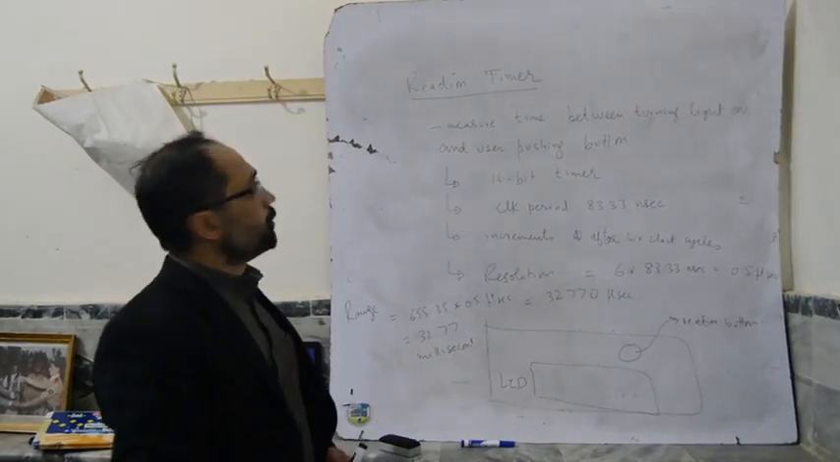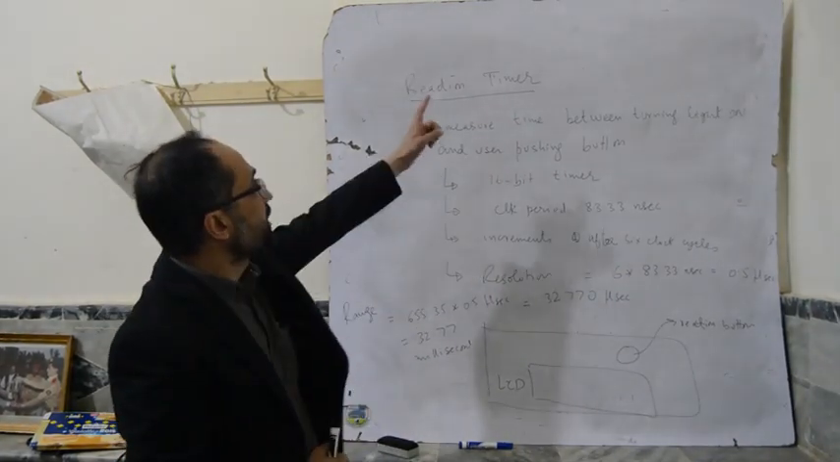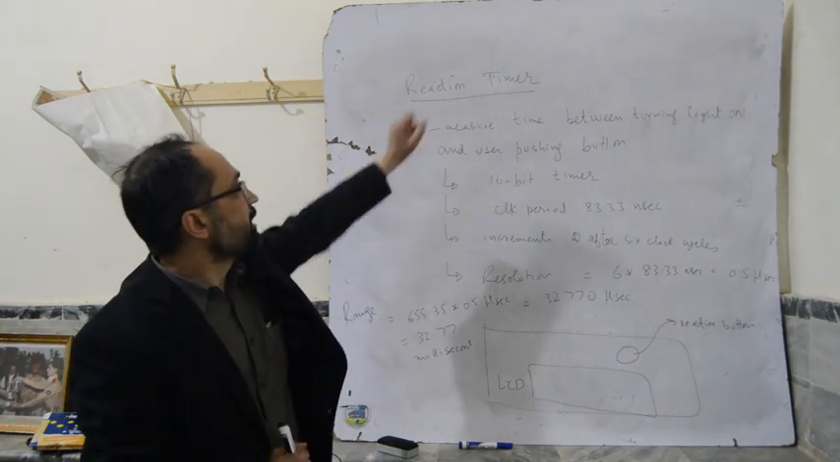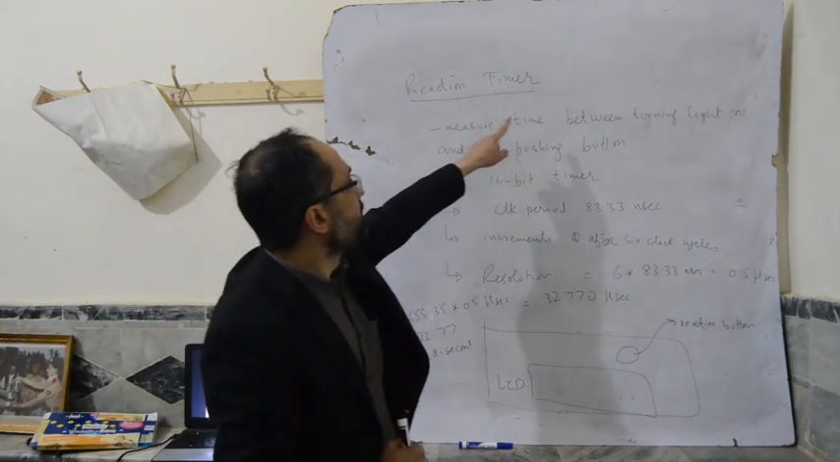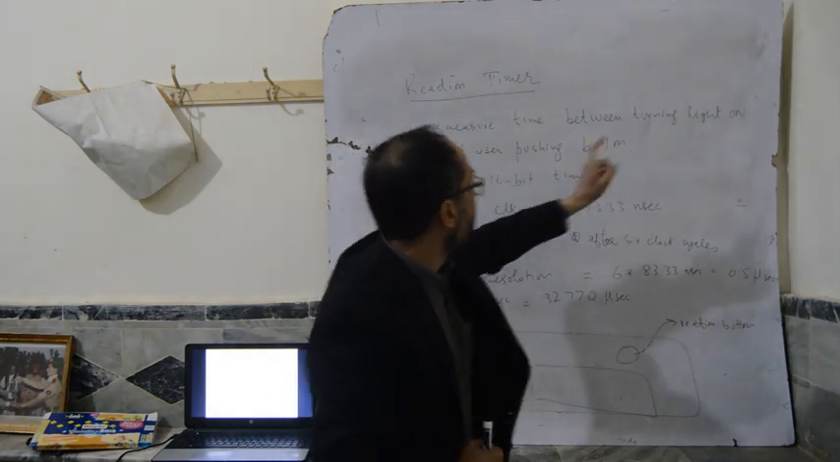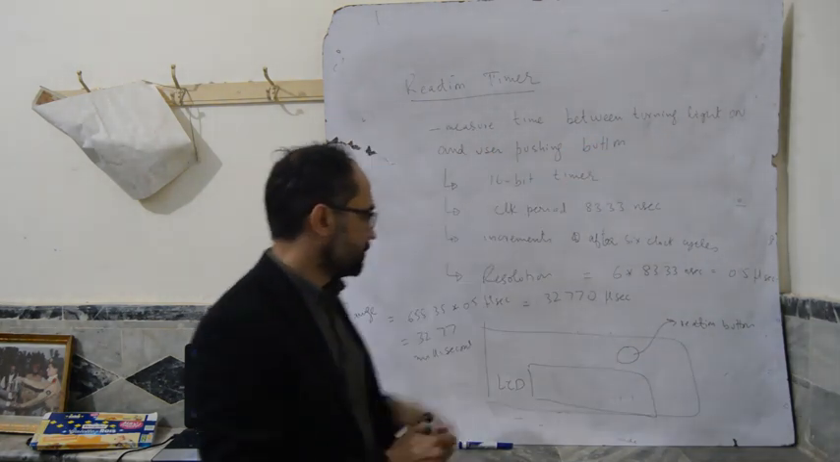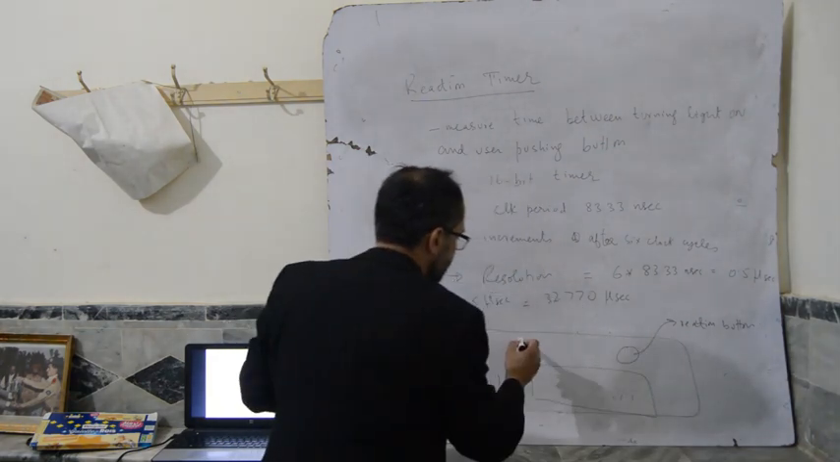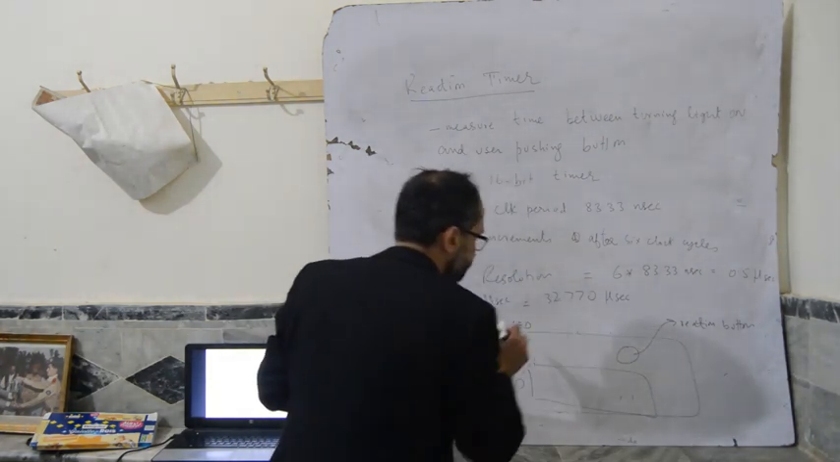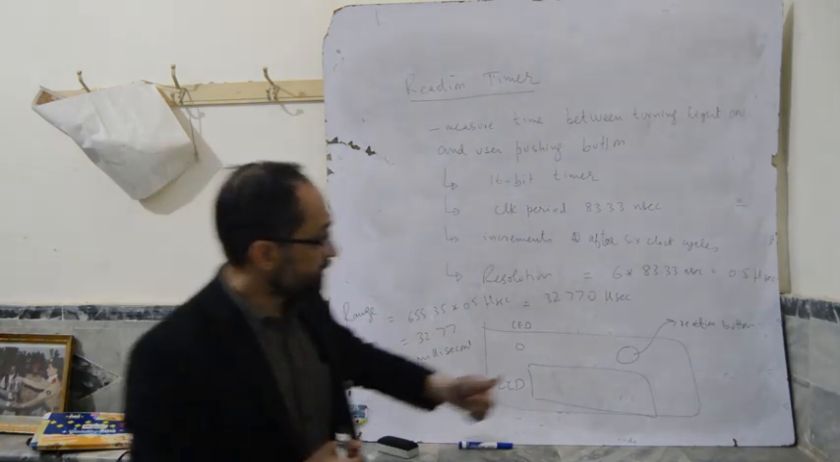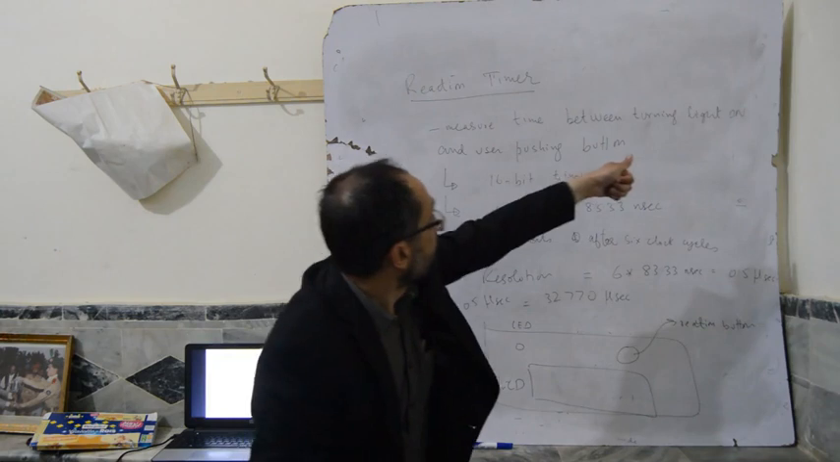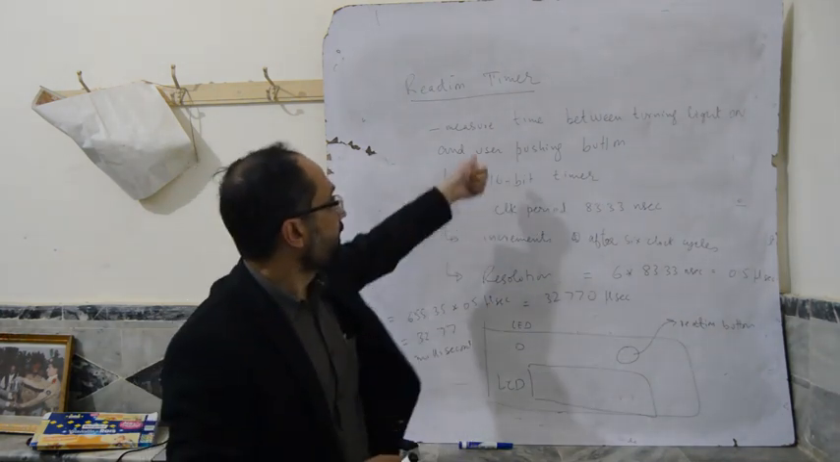Okay, so now we will study the reaction timer. As written, a reaction timer measures the time between turning a light on and the user pushing a button. Let's assume this is a panel, this is a reaction button, and this is some LED. It measures the time interval between turning the light on and the user pushing the button.